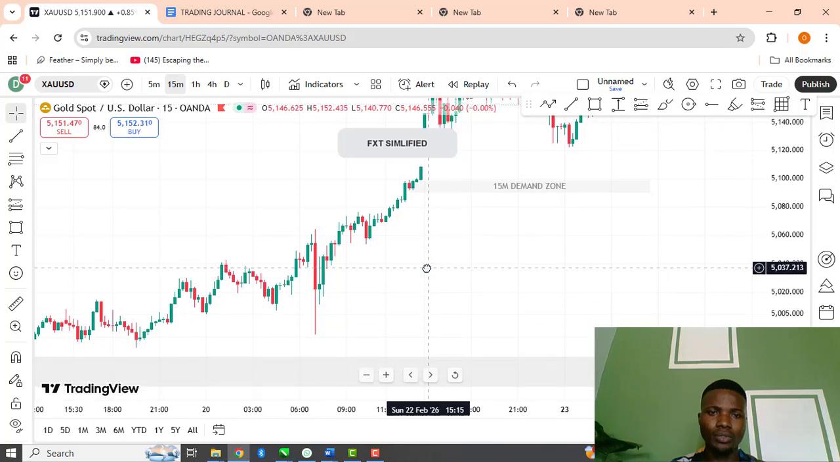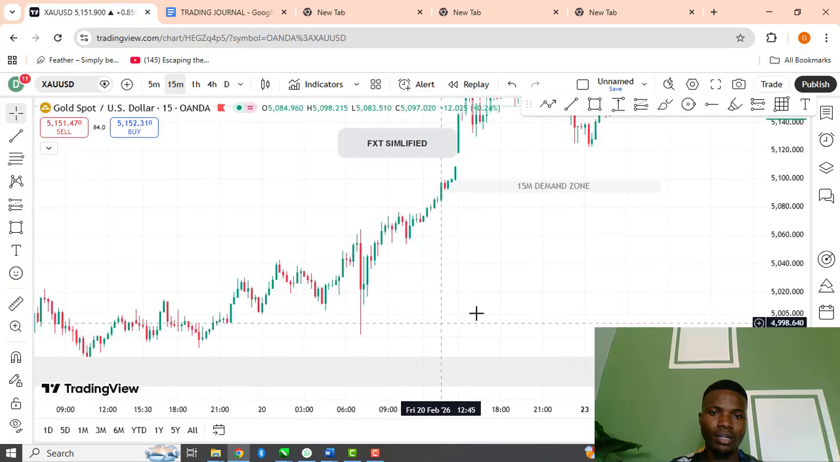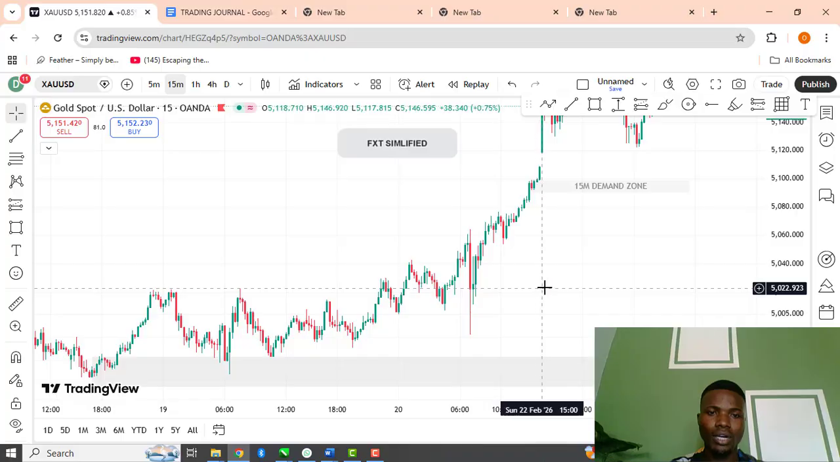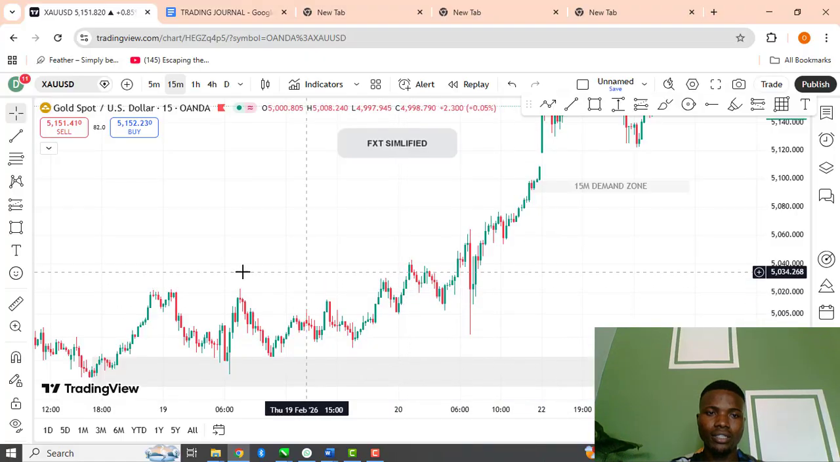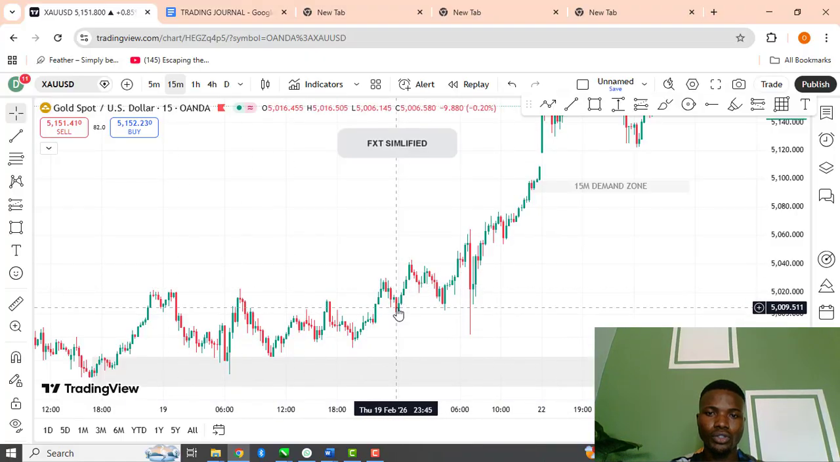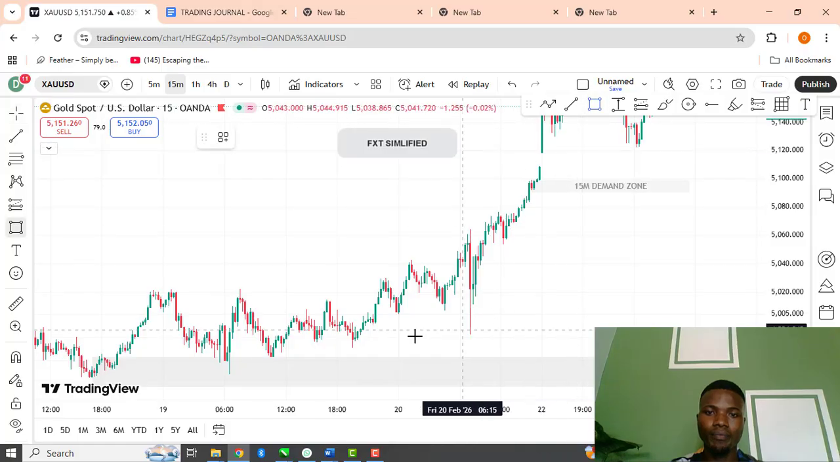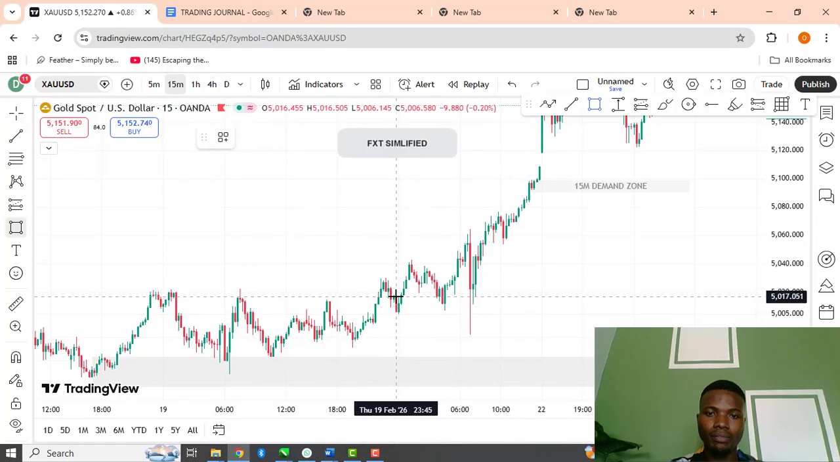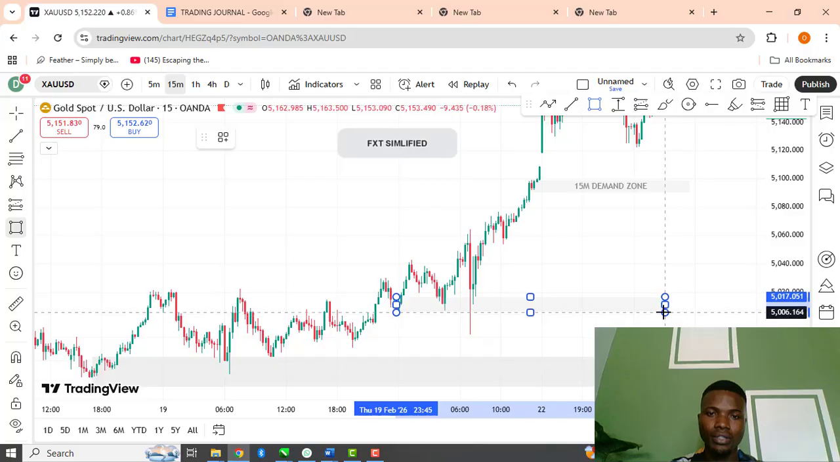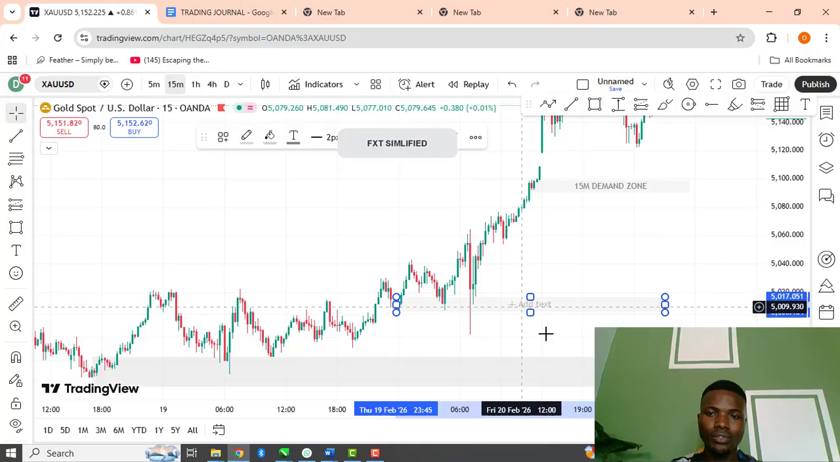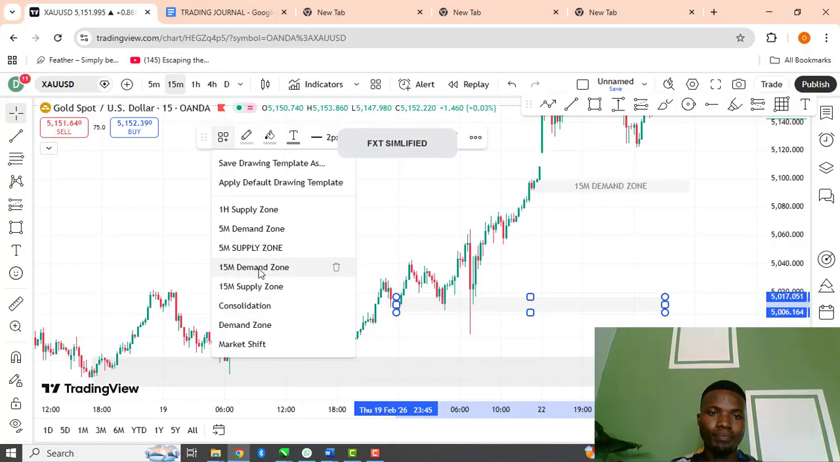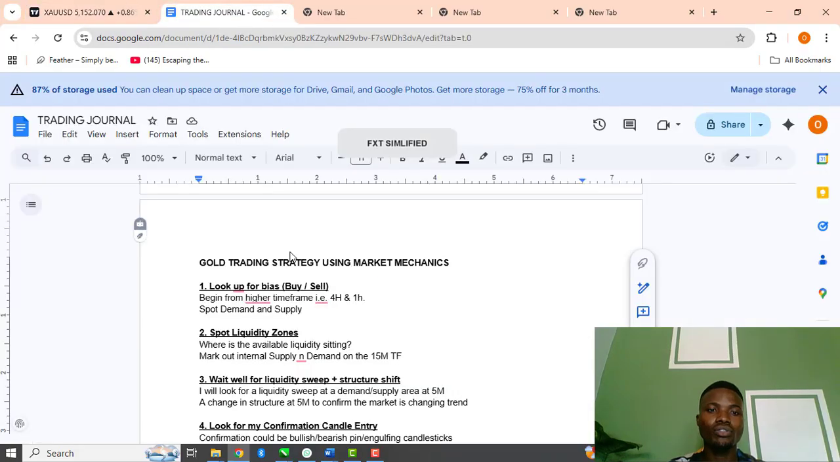Then after that we also have a demand area around here. Yeah, we also have another demand area around here. Okay, so this is another demand area. So right now let us go back to our trading journal. So now we are going to wait for liquidity sweep plus structure shift.